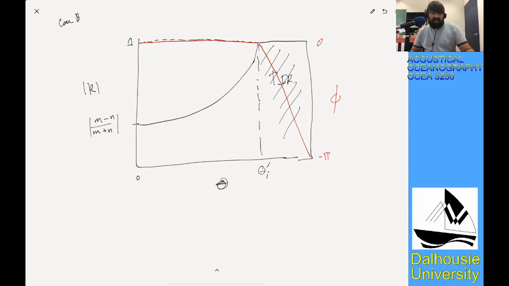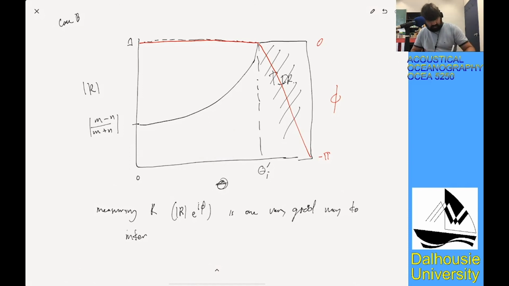So all of this is to say that measuring R, which could mean the amplitude, but also the phase, is one very good way to infer the density of the bottom and the sound speed in the bottom. And the neat thing is that it can be done remotely, right?